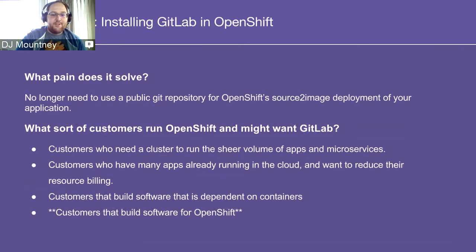So what pain does it solve? This one actually has an interesting pain. This is specific to the fact that we're targeting more developers for this. The pain point it's solving is that you no longer need to use a public Git repository for OpenShift's Source to Image tool for deploying your application in OpenShift.